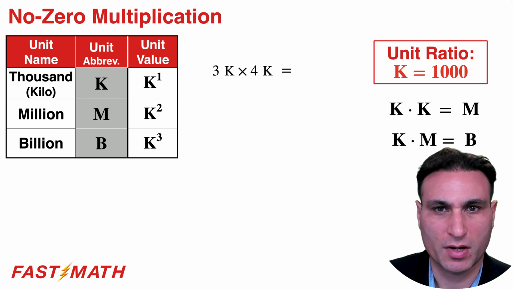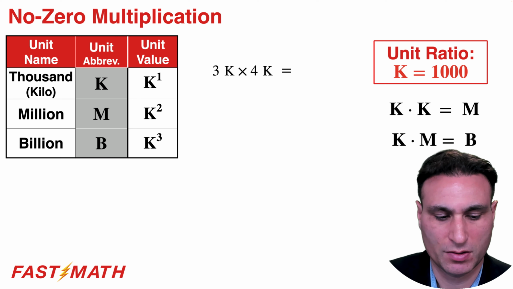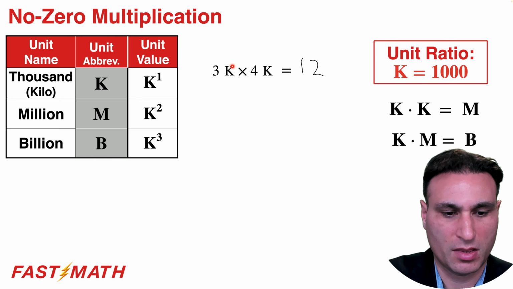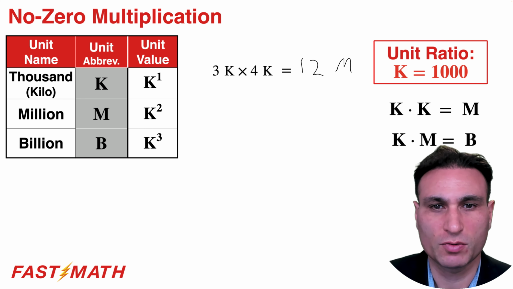Another example, 3,000 times 4,000. This is how I would actually do this calculation. 3 times 4 equals 12, and then 1,000 times 1,000 equals million. So the result is 12 million.